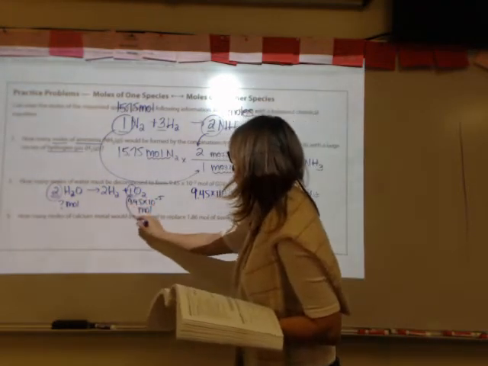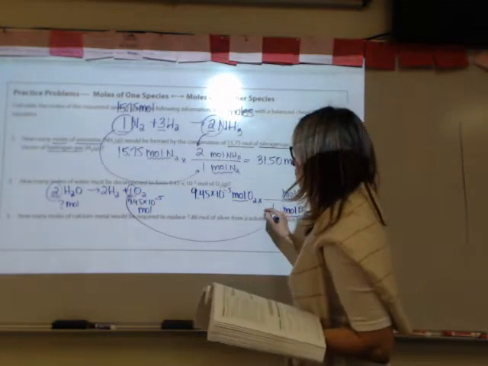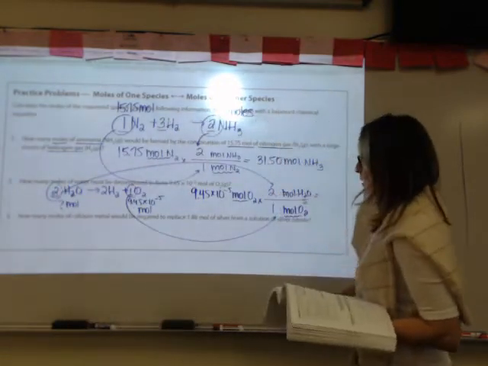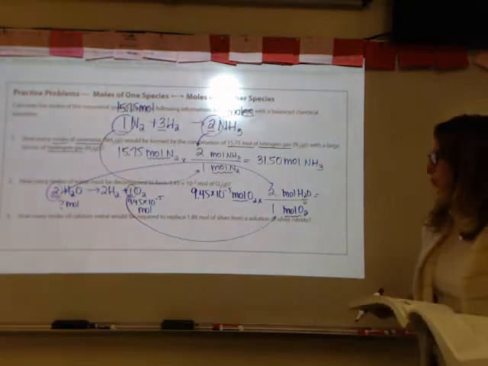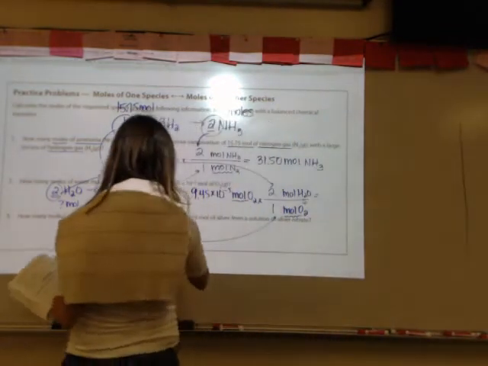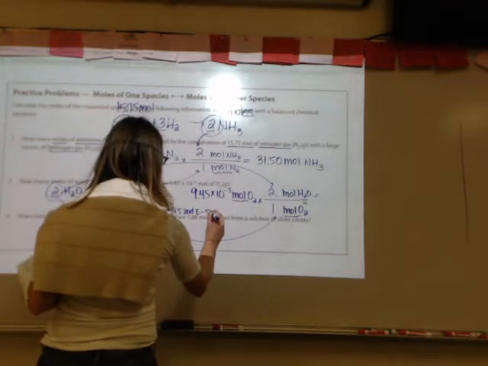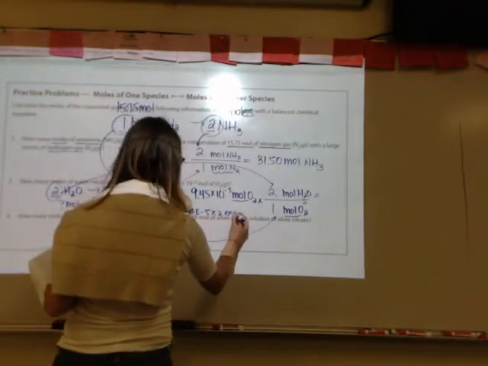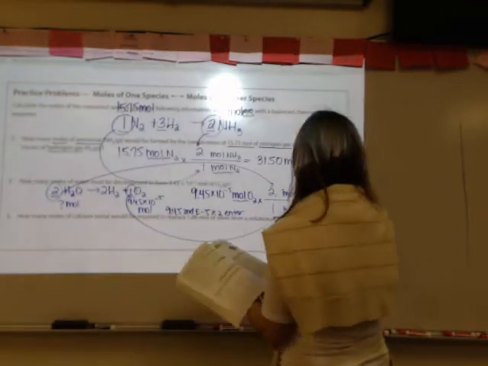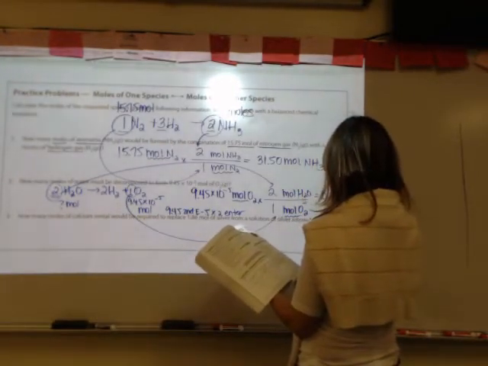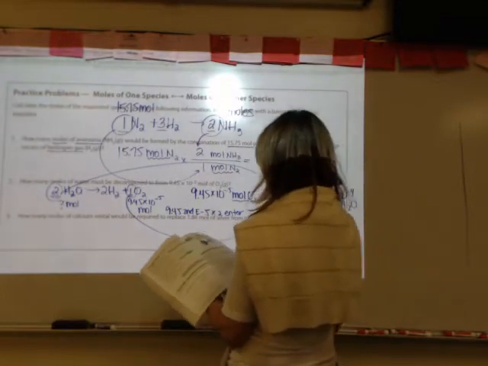The 1 coefficient in front of O2 will go here. The 2 coefficient in front of H2O will go here. In your calculator, this is going to be 9.45, second E, negative 5, times 2, enter. And you're going to get 1.89 times 10 to the negative 4 moles of water.